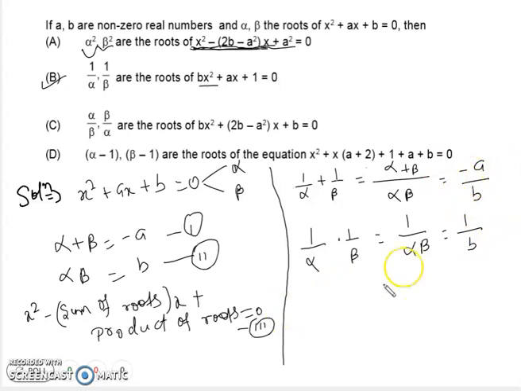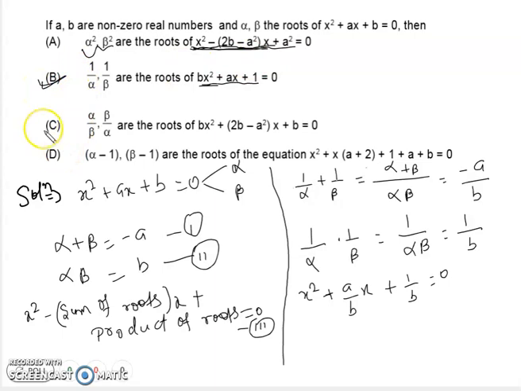Put these values, the sum of roots and the product of roots, in equation third. You will get x square minus sum of roots, which is minus a by b, into x, and it becomes plus, so x square plus (a by b)x plus 1 by b. After taking the LCM you will get the equation bx square plus ax plus 1 equal to 0. So option B is correct.